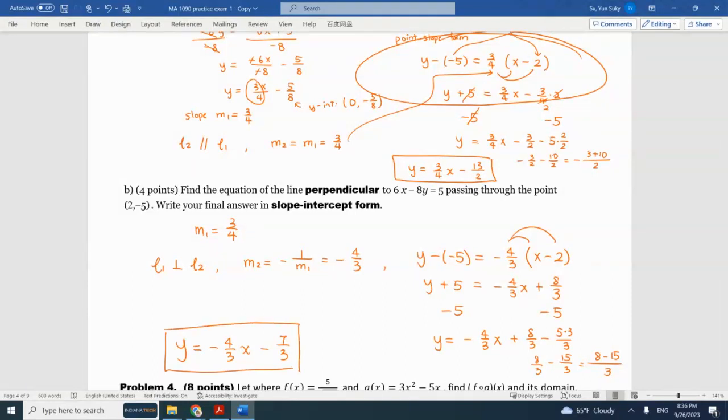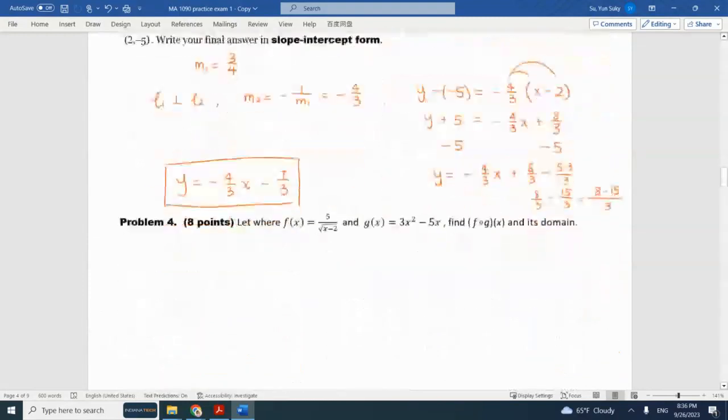So if you can understand part B, could you type B in the chat? Thank you. Good. Okay, so we keep going.